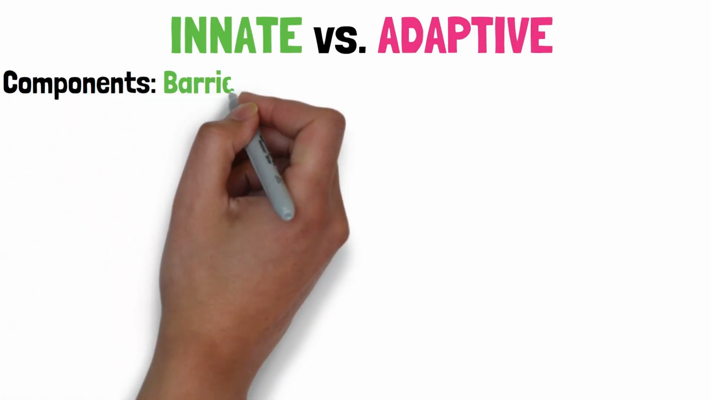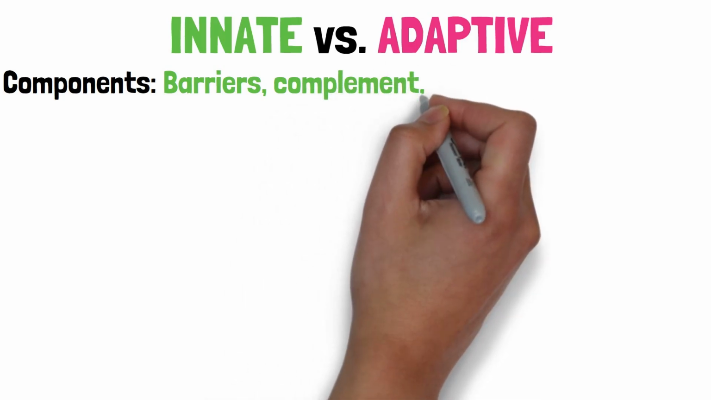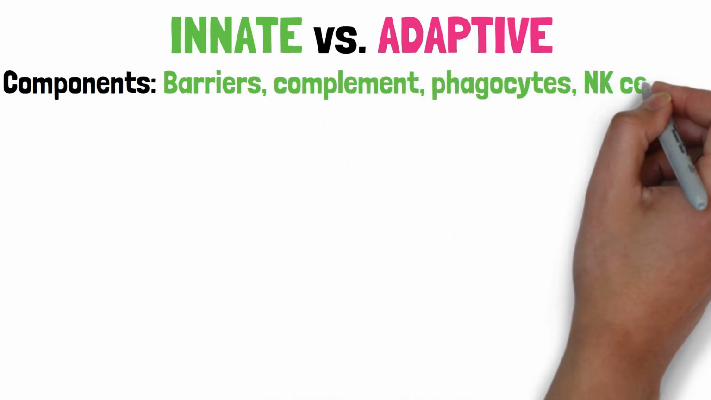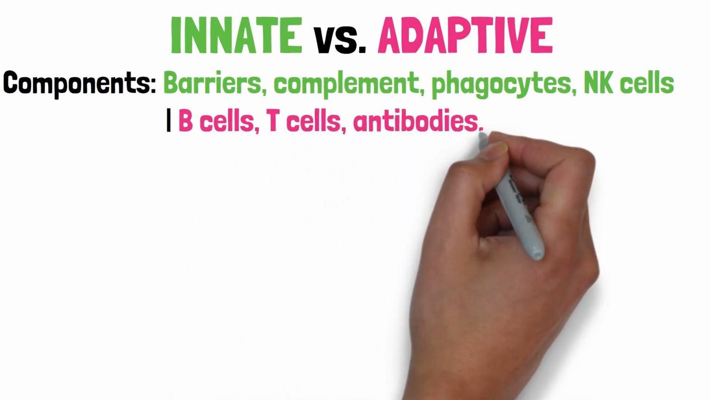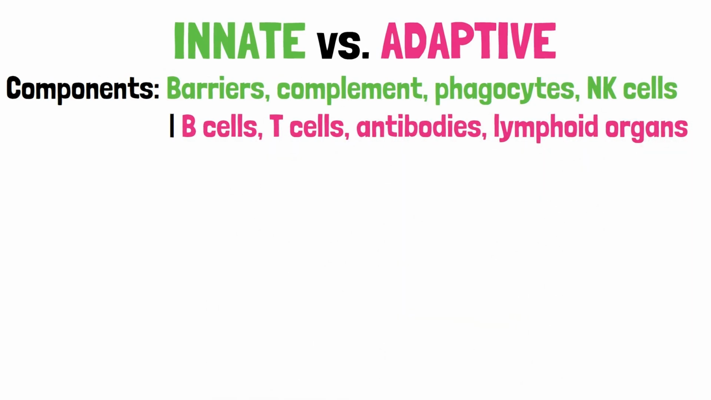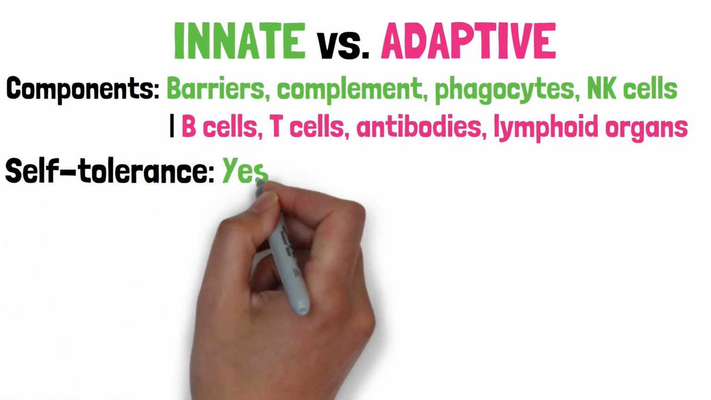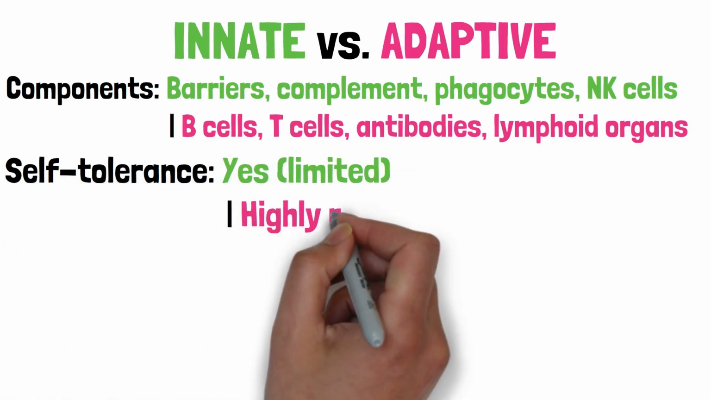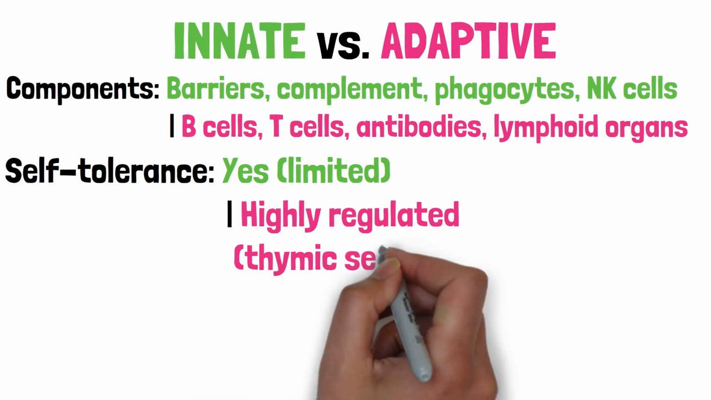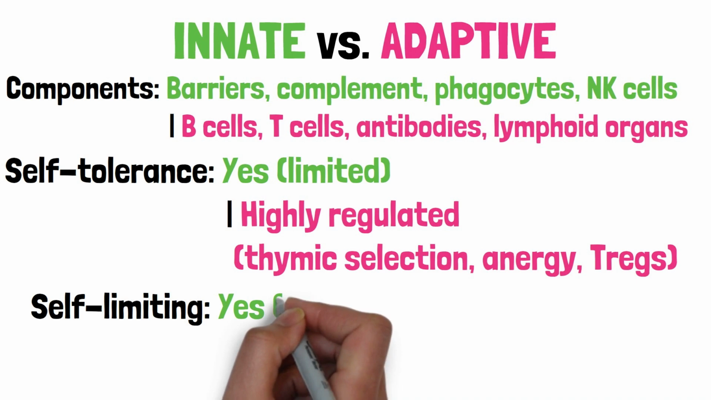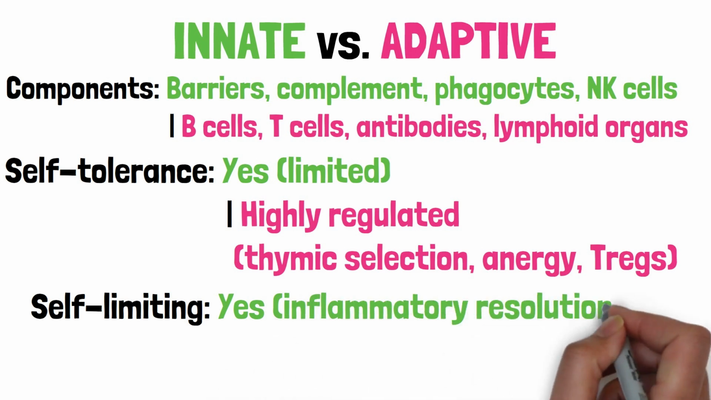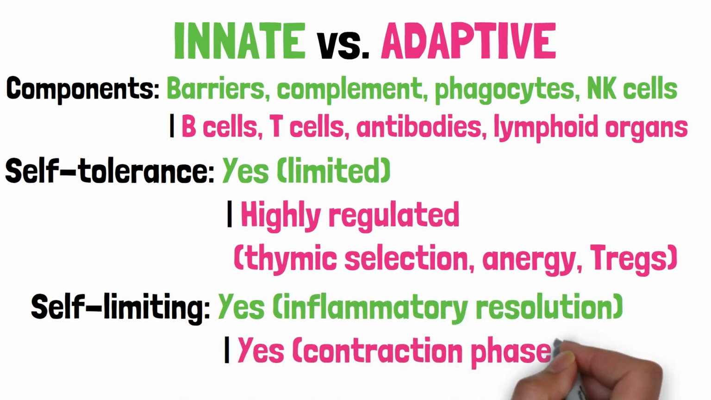Components. Innate relies on barriers, complement, phagocytes, and NK cells. Adaptive relies on B cells, T cells, antibodies, and the lymphoid organs that house them. Both arms have self-tolerance, though adaptive's is far more tightly regulated through thymic selection, anergy, and regulatory T cells. And both arms are self-limiting. Innate resolves its inflammation. Adaptive contracts after the antigen clears.